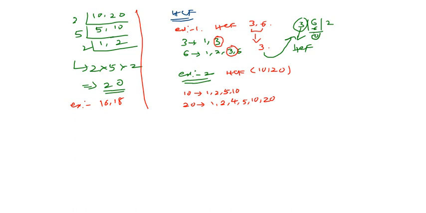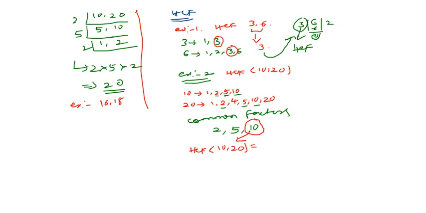Among the factors of 10 and 20, which are common? Here 2 is common, 5 is common, 10 is common. So the common factors are 2, 5, 10. But which is the highest? The highest is 10. So the HCF of 10, 20 is 10.